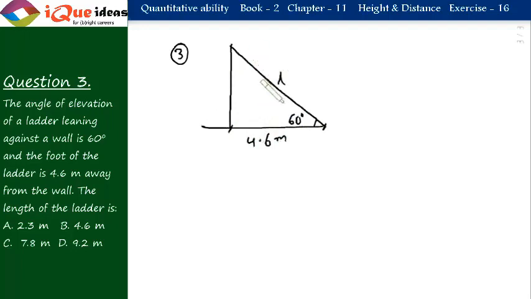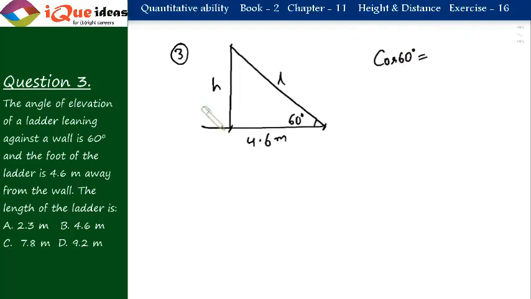Let's say the length of the ladder is L and the height of the wall is H. But we don't need the height. We can directly calculate the length of the ladder. How? Let's see. So in this given triangle, we have to use 4.6 meters. So let's take cos, because the adjacent side to 60 degrees is known. So let's say cos 60 degrees.